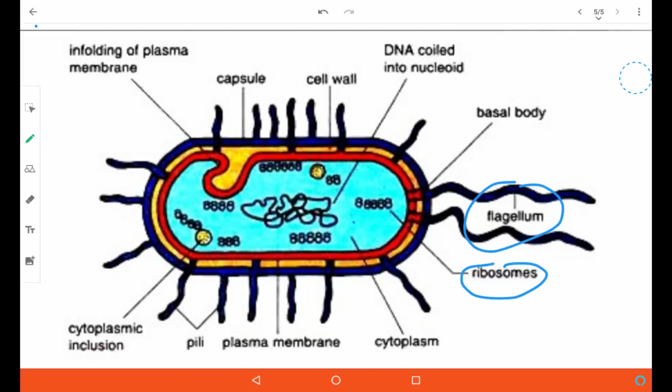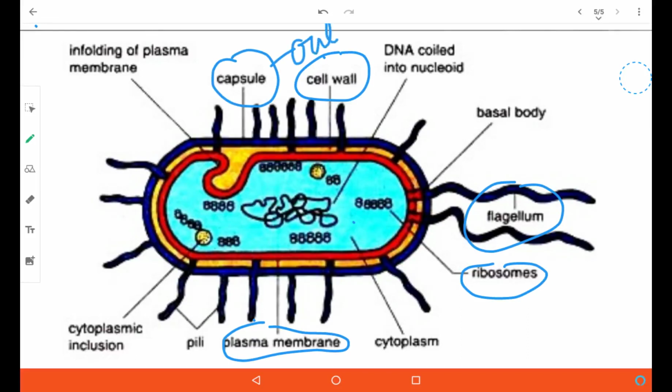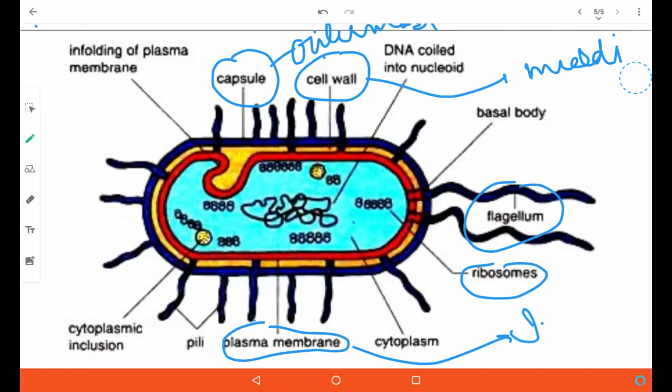This is the cytoplasm, which is the matrix of all the metabolic activities. This is the plasma membrane. Outermost is the cell wall, this blue colored cell wall, and beneath the cell wall is the plasma membrane, and the capsule is the outermost. Okay, the cell wall is in the middle and the plasma membrane is the innermost. Three layers are present. Innermost is the plasma membrane, the middle one is the cell wall, and outermost is the capsule. The capsule confers the antigenicity or disease causing capacity to the bacteria.